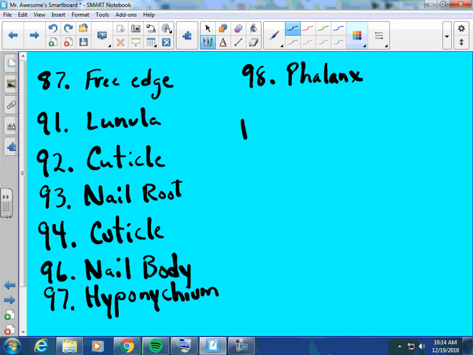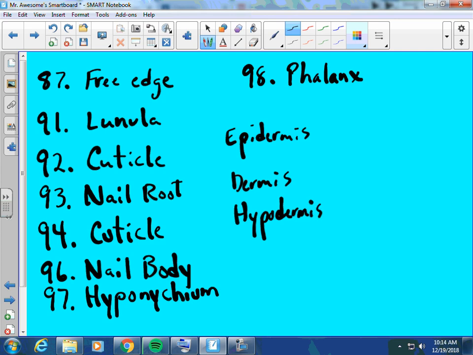Okay, so if we have dermis, I messed up. Epidermis is actually the top layer. Dermis, hypodermis. So the burns go in order of severity. So it's just going to be first degree, second degree, third. All right?